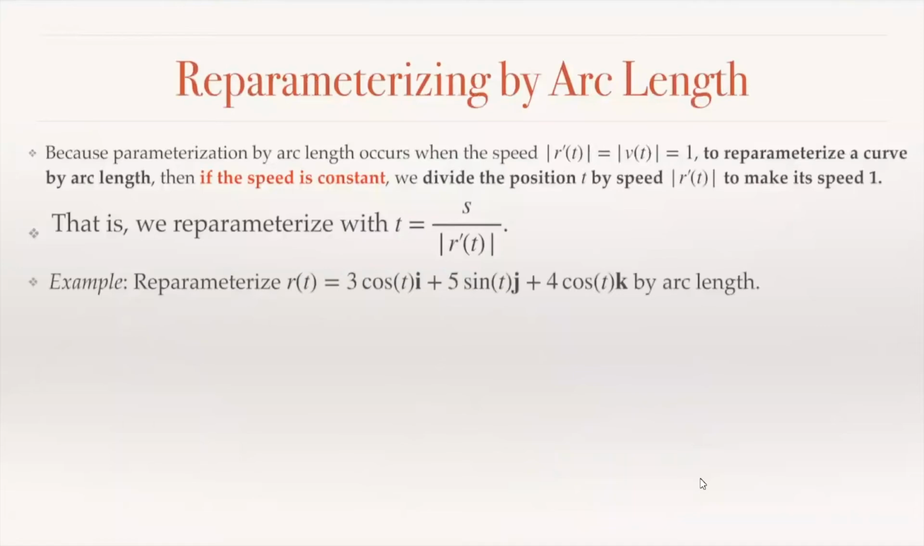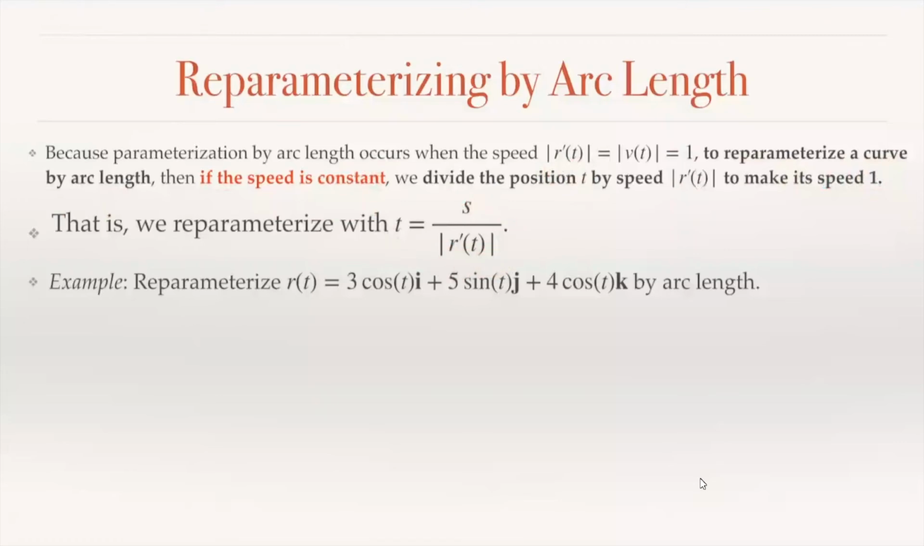Now, frequently we want to convert a parameterization to be an arc length parameterization. And converting a parameterization is known as reparameterization. Because parameterization by arc length occurs when the speed is 1, here's the idea. To reparameterize a curve by arc length, if the speed is constant, we divide the position t by the speed to make it speed 1. So thus, we reparameterize with t equals s over the speed.